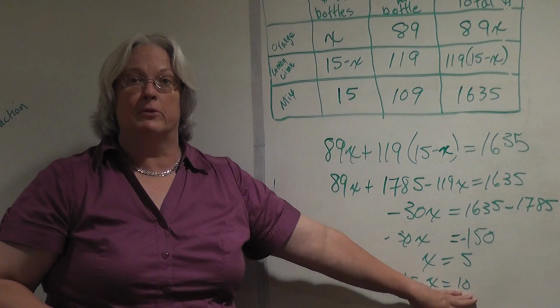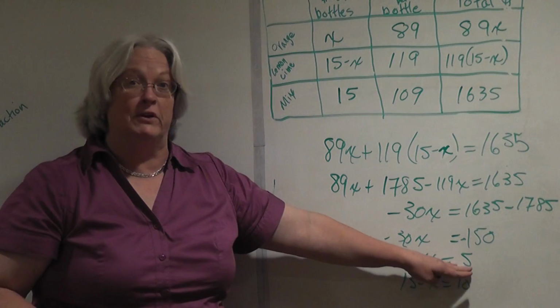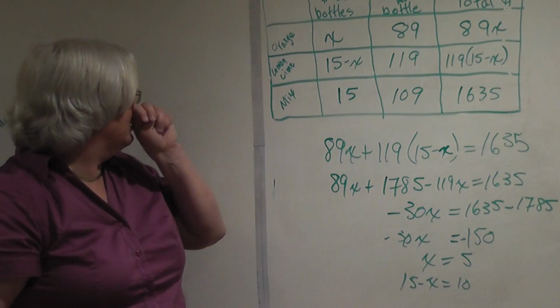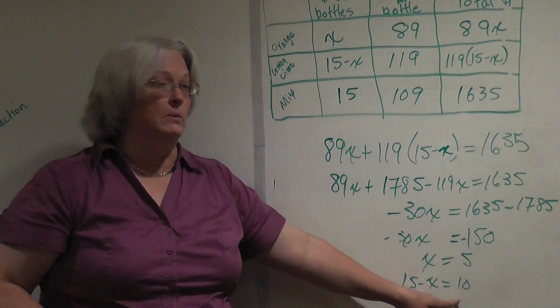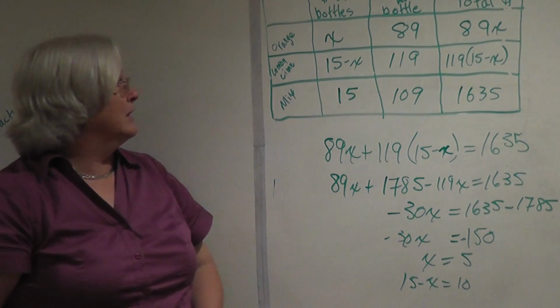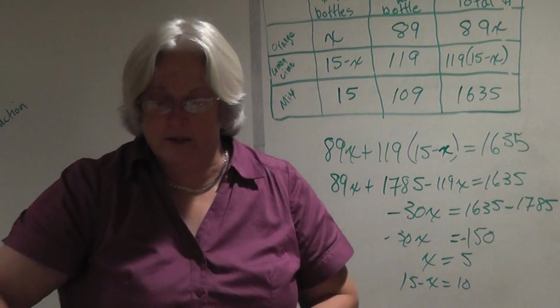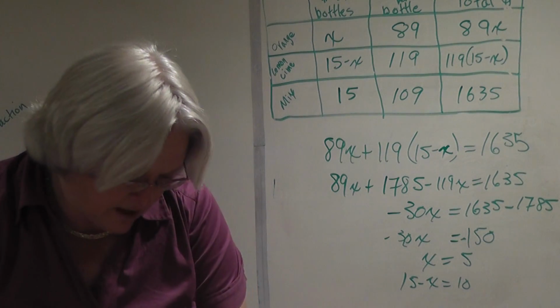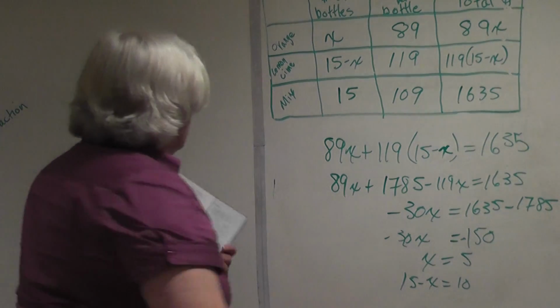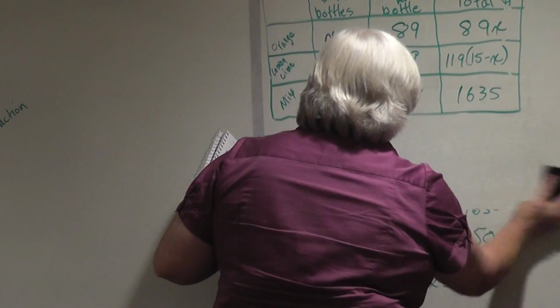I haven't labeled the prices down here. To finish your problem, you would say that you would have 5 bottles of orange soda, and then you would have 10 bottles of the lemon lime soda. And that's a pretty basic, very straightforward example of what a mixture problem would be.